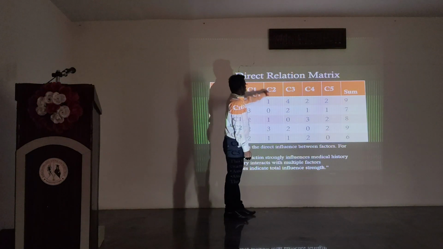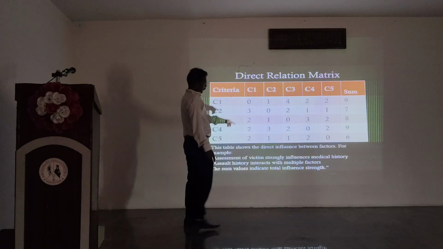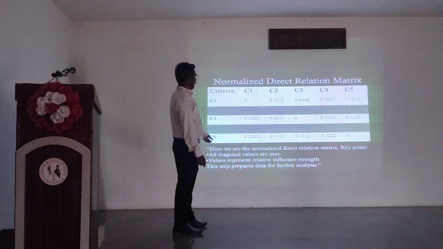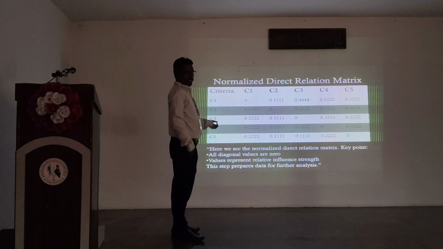Y is equal to C1 divided by 1 divided by 9 is equal to 0.11 values. All matrices are calculated. Now this matrix.